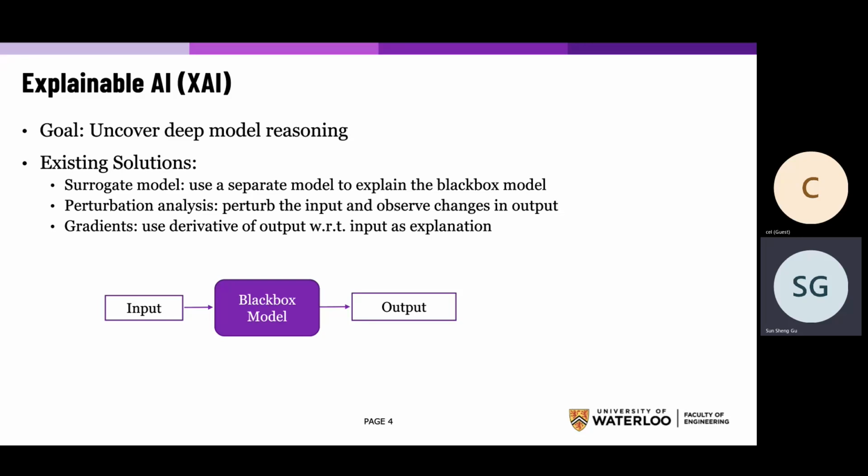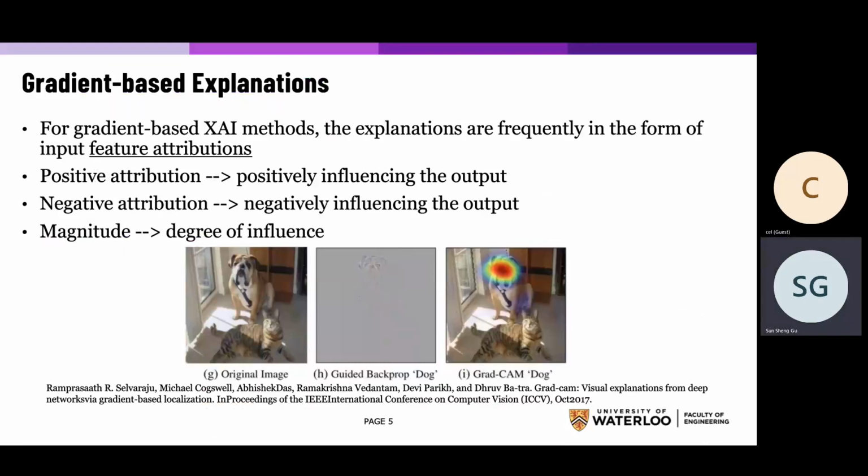And the gradient-based methods are going to be our focus. When the input is in the form of image, the gradient-based explanations are usually in the form of attribution maps, and we'll explain what that means.